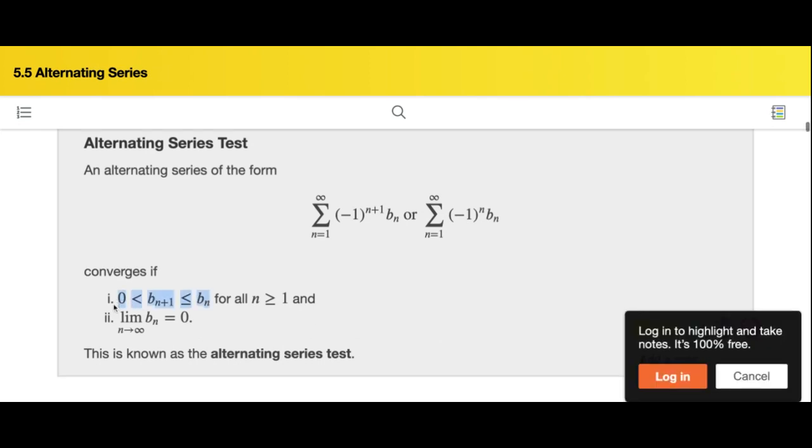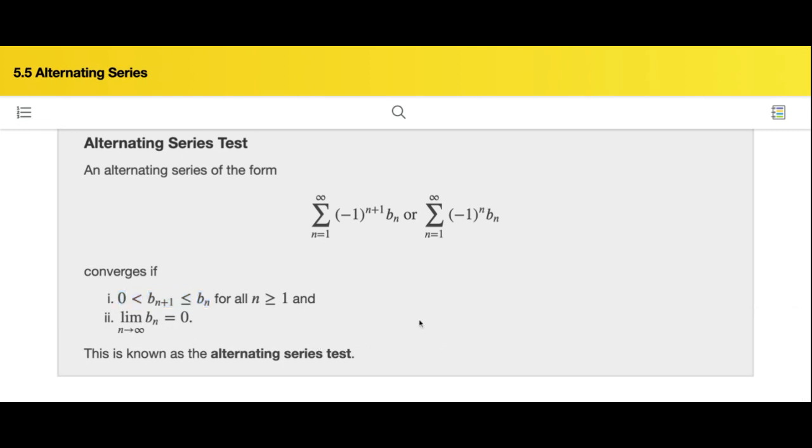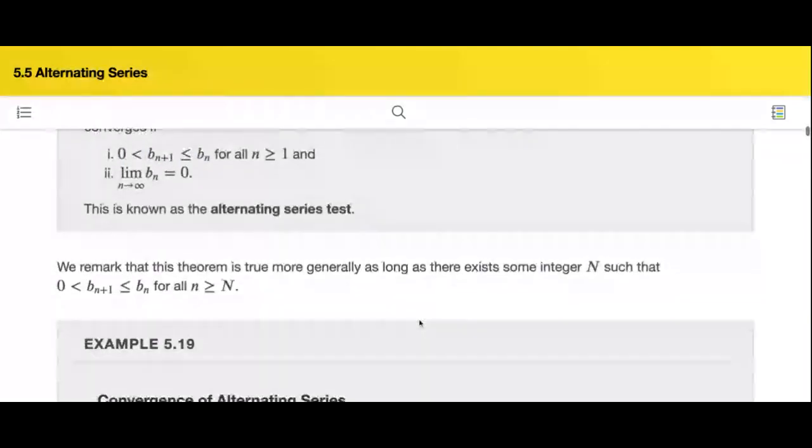The first one, the condition: each term is positive and it decreases. The second one: the limit of the nth term as n approaches infinity goes to 0. All right, let's see an example.